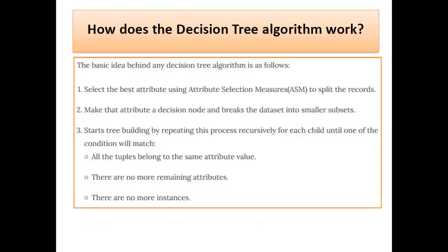Start tree building by repeating this process recursively for each child until one of the conditions matches. So recursively the tree should be built, until a condition is matched. All the tuples belong to the same attribute value. There are no more remaining attributes. That means every attribute is considered, and there are no more instances. Every data field has been considered. Until we reach every leaf, it will keep going on.